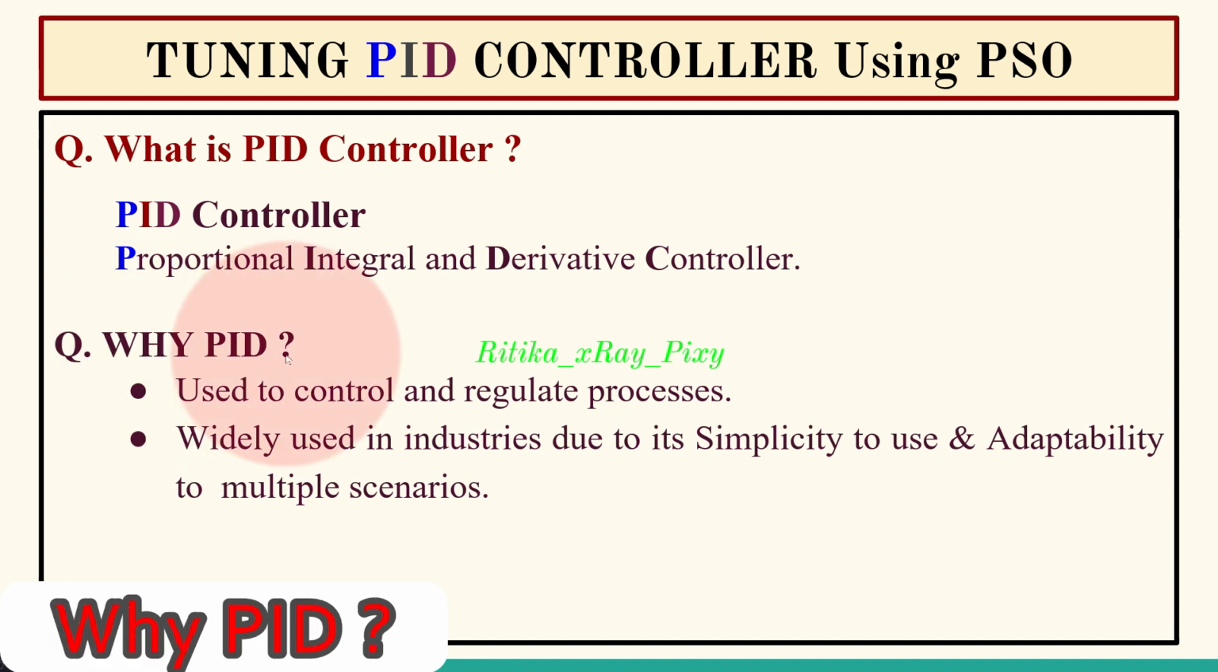So why are we using a PID controller? To control and regulate processes. Here we can regulate temperature, pressure, flow, speed, and others. Next, you can see it is widely used in industries due to its simplicity and adaptability to multiple scenarios. So that is the advantage. It is simple and adaptable. That's why it is widely used in industries.